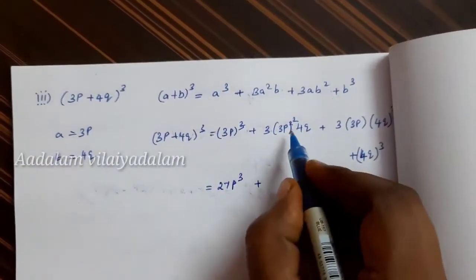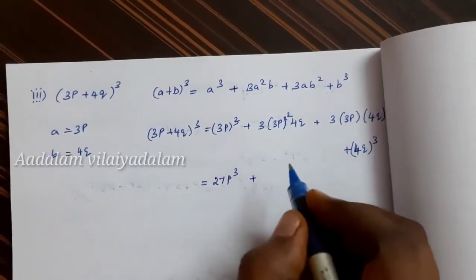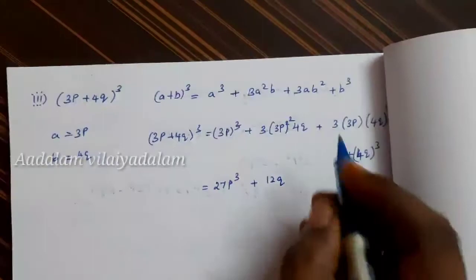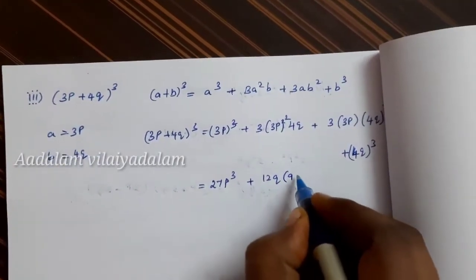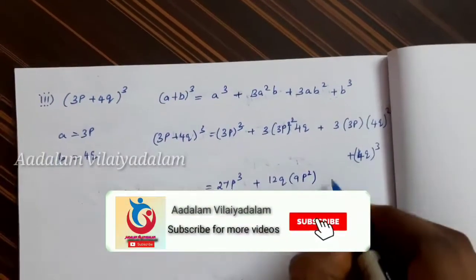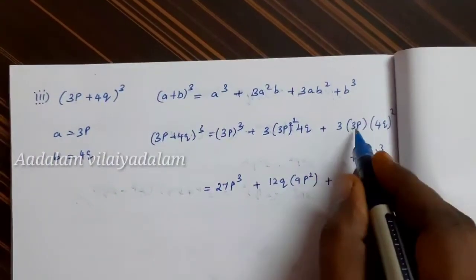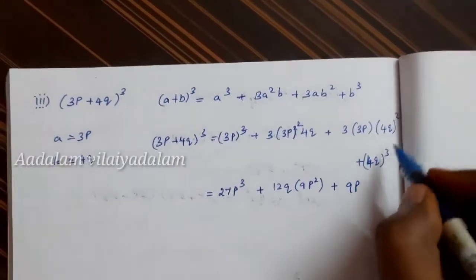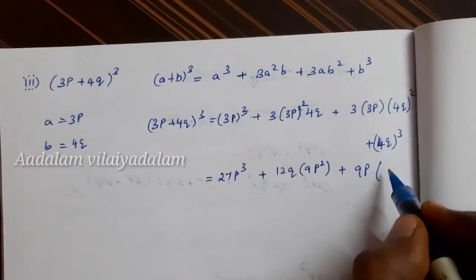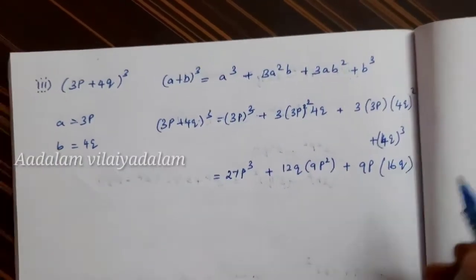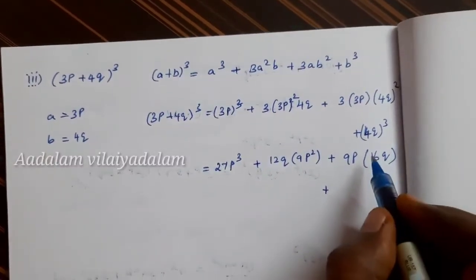Then we get 3 4s are 12 cube, and this simplification of this value we get 9p square. Then we can do the simplification, that is 3 3s are 9p. Here the whole square value is, we get 16 cube. Then this value we get 4 fours are 16.